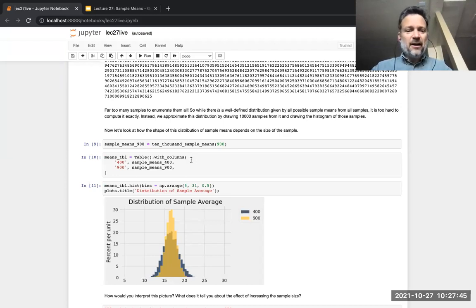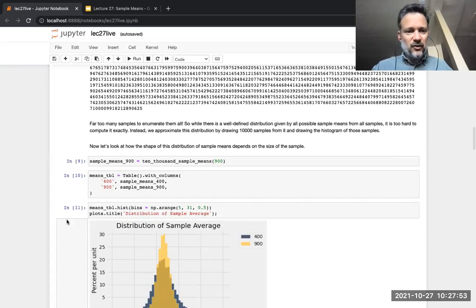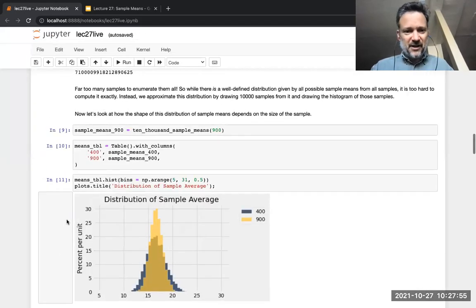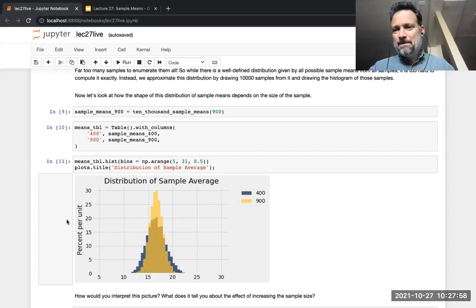Okay. So take a look at this histogram and tell me, what does this histogram tell you about the effect of increasing the sample size, of a larger sample size? Lower SD, smaller variability, reduces the spread. Yeah. Larger sample size makes a narrower distribution, less variability. And that, from what we care about, is a good thing because that means we're going to have a more accurate estimate of the population SD.